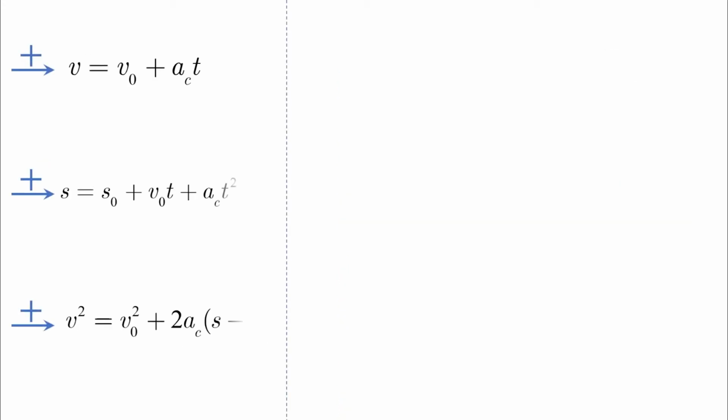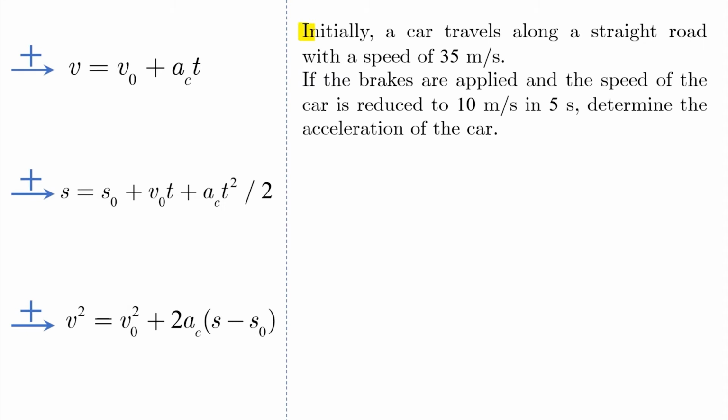Let's look at a couple of simple examples. Initially, a car travels along a straight road with a speed of 35 meters per second. This is your v naught, and you can see that all three equations have v naught also. If the brakes are applied and the speed of the car is reduced to 10 meters per second in 5 seconds. So here you're given the final velocity v and time t. Determine the acceleration of the car.